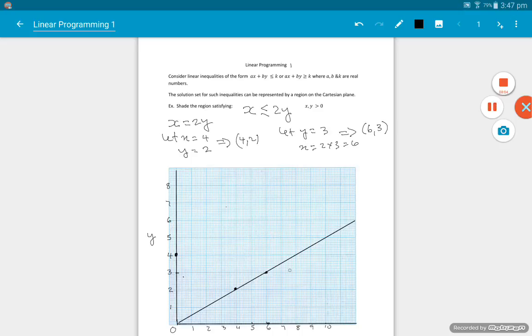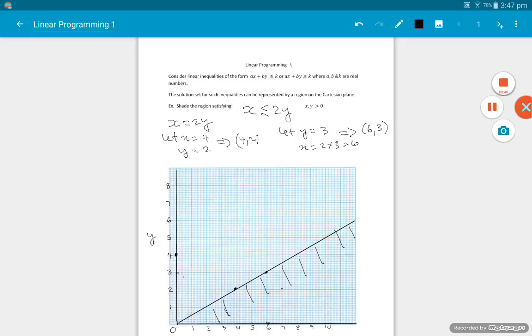Now once again, we have two regions. We have to determine which one satisfies our region. We want that x is less than or equal to 2y. So let's choose a point over here. Let's take this point (7, 2). If y is 2, 2 times 2 is 4, but x is 7. And so this satisfies the inequality x less than or equal to 2y.